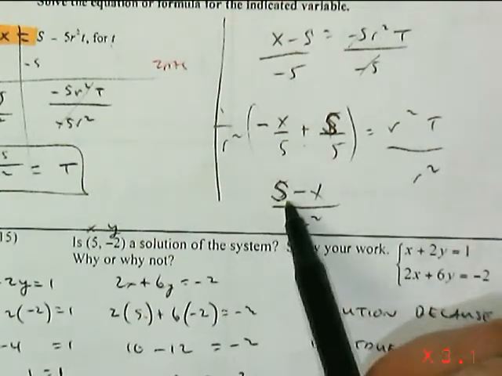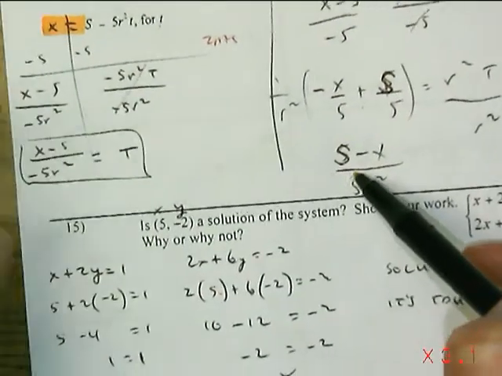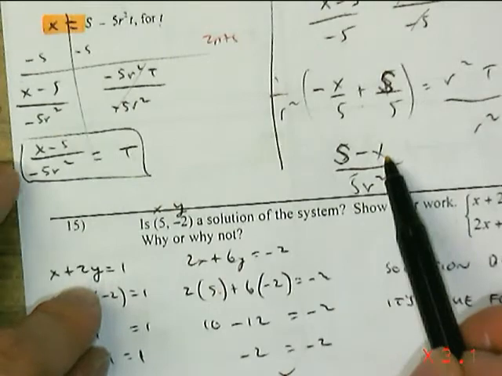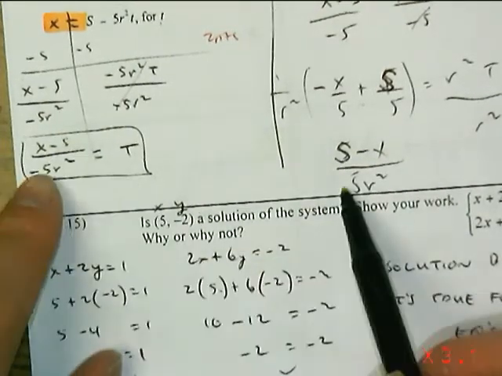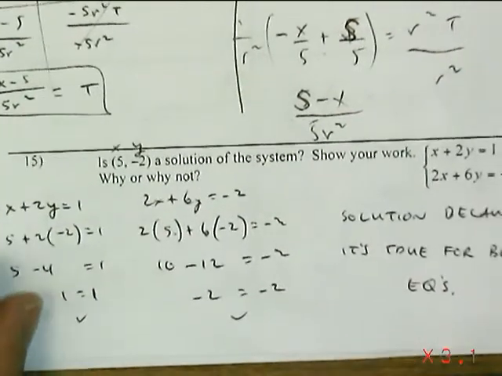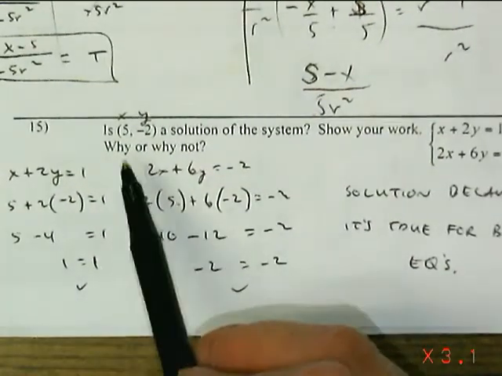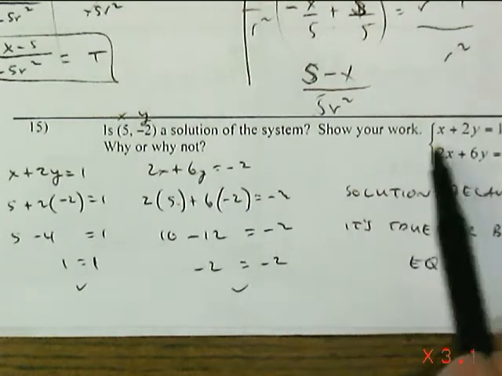The only difference between the two is that in the numerator it says s minus x and x minus s. S minus x, x minus s, and no negative in the denominator. Question number 15 is (5, negative 2) a solution of the system? Show your work, why or why not.